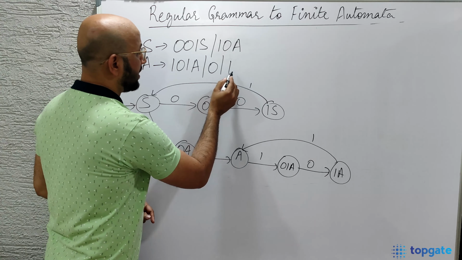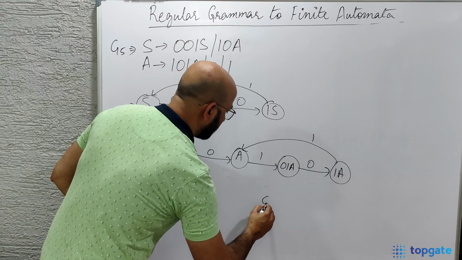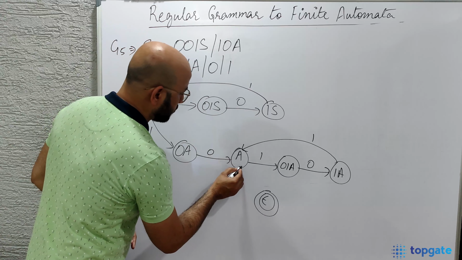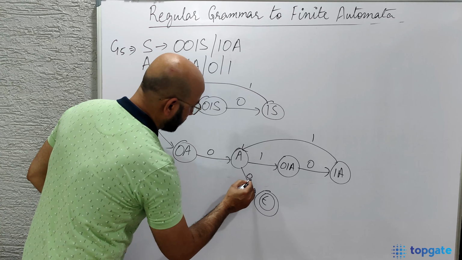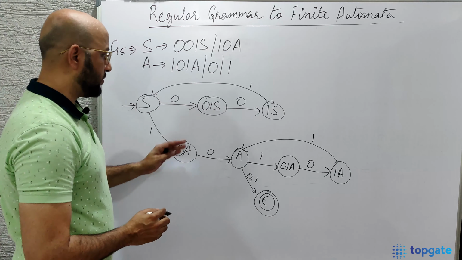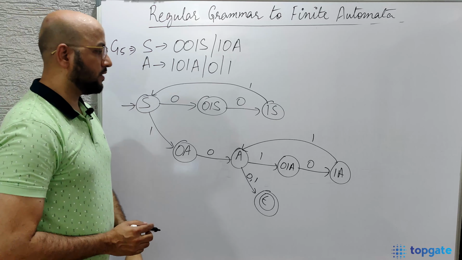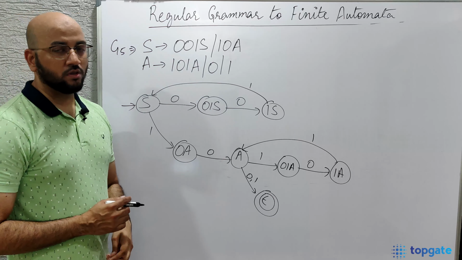And then it says A tends to 0, A tends to 1. That means here it will be a final state. So I'll just make a final state here. That is my epsilon, and then connect this with A with 0 and 1. So this is the required finite automata for this particular grammar. Clear? So that is all. Thank you so much.